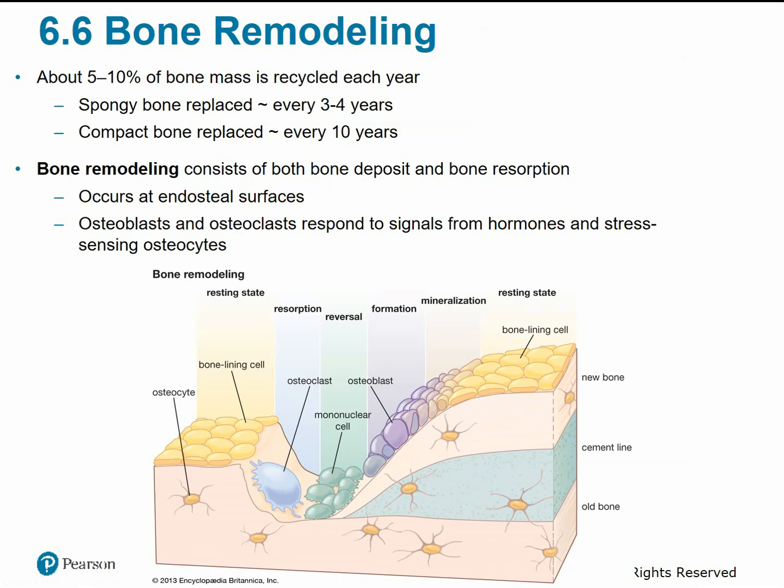Bone remodeling occurs throughout our lifespan. So about 5 to 10% of your bone mass is recycled every year. Your compact bone is replaced completely every 10 years. So about every 10 years or so, you're an entirely new person. So bone remodeling consists of both bone deposition or bone formation and bone resorption or breakdown. It's going to occur at those endosteal surfaces. So osteoblasts and osteoclasts respond to different signals from hormones or stress-sensing bone cells. So the osteoclasts will break down old bone while our osteoblasts form our new bone layers.